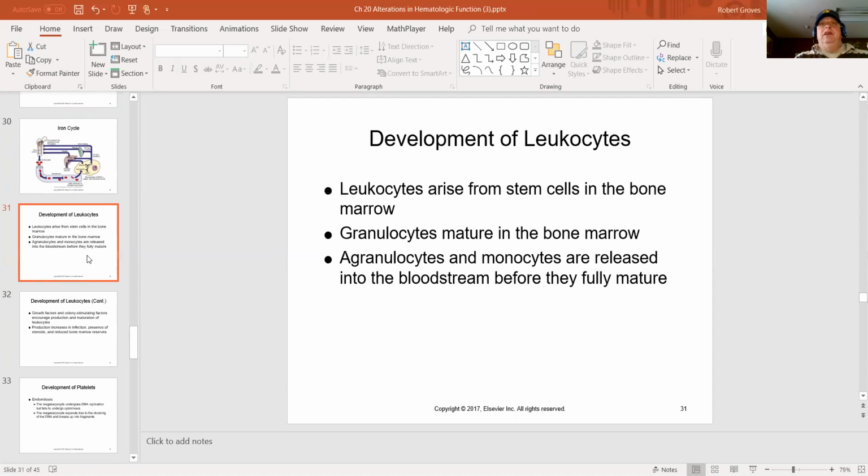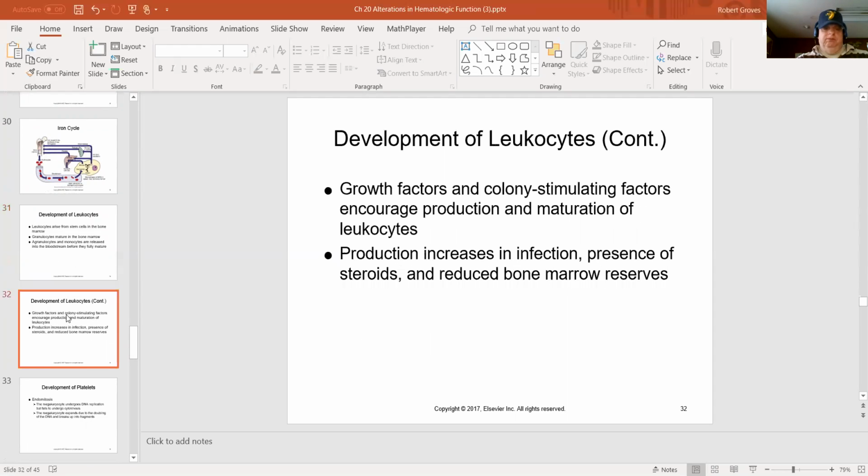So that's it on red blood cells. White blood cells, or leukocytes, also arise from the stem cells in the bone marrow. Granulocytes, which is a type of leukocyte, mature in the bone marrow, but granulocytes and monocytes are released into the bloodstream before they are fully mature. As in the development of red blood cells, white blood cells have growth factors and colony stimulating factors which encourage production and maturation.